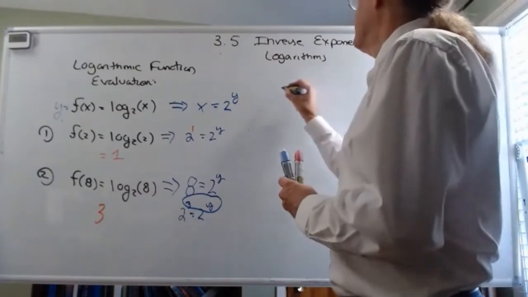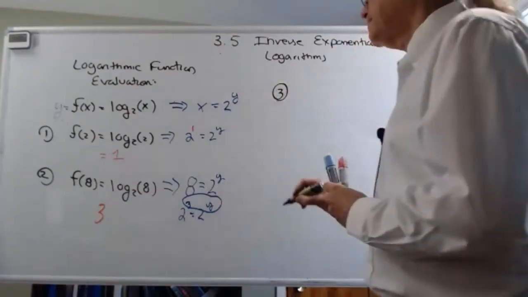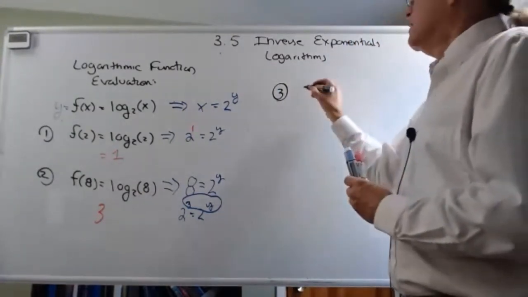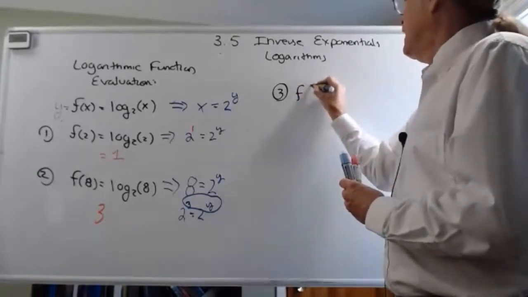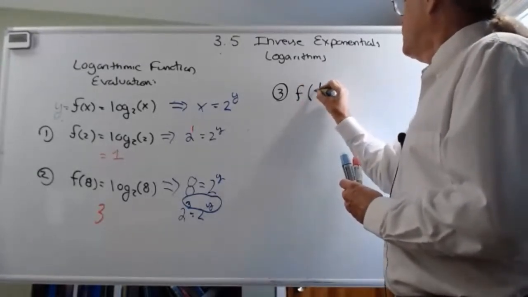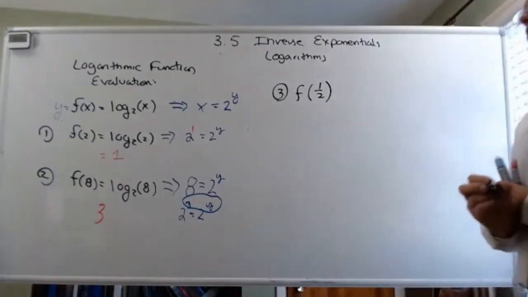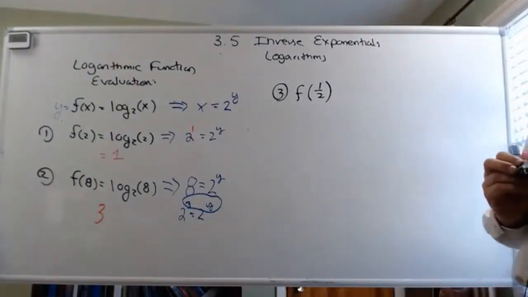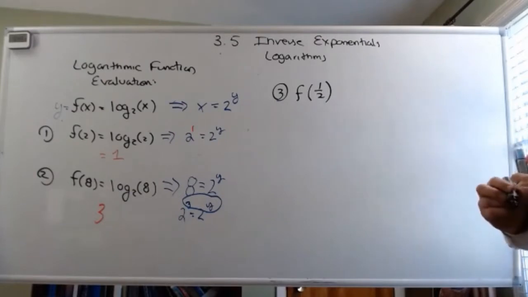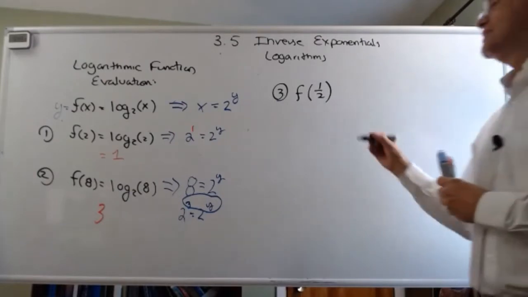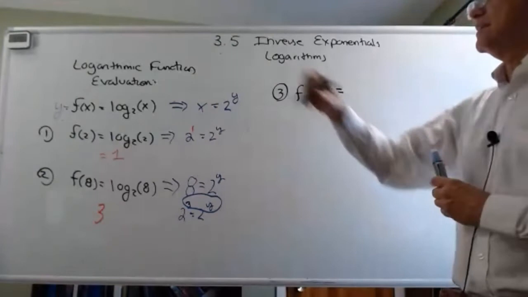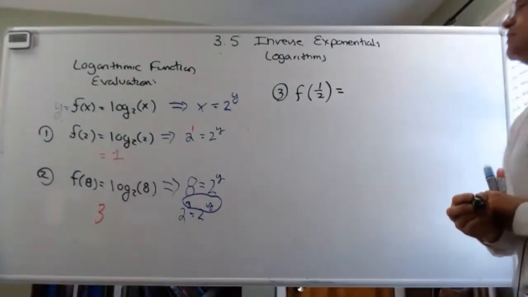Let's try this one. See if we can figure out this one. Let's try f at 1/2. You can figure out f at 1/2 and what sort of value you get for your logarithm, the y value. What does that equal? The same log in the base 2.